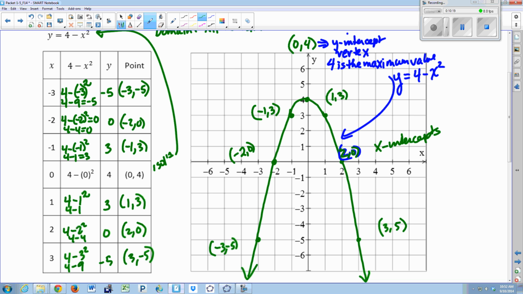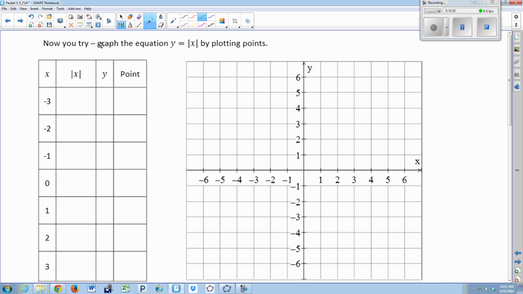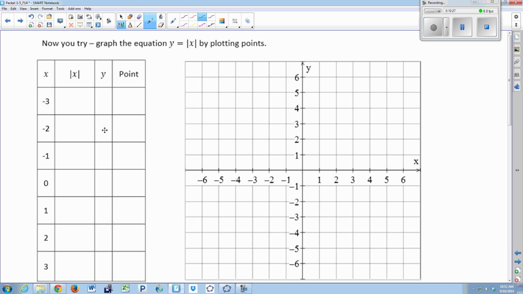Okay, so what I'd like you to do now is graph at your seats. I'd like you to graph the absolute value of x by plotting some points, generating 7 pairs of points, plotting them, and then connecting them. Once you've done that, would you please put the flags up so I know when you're finished? And if you have a question, just let me know. I'll be glad to help you out.